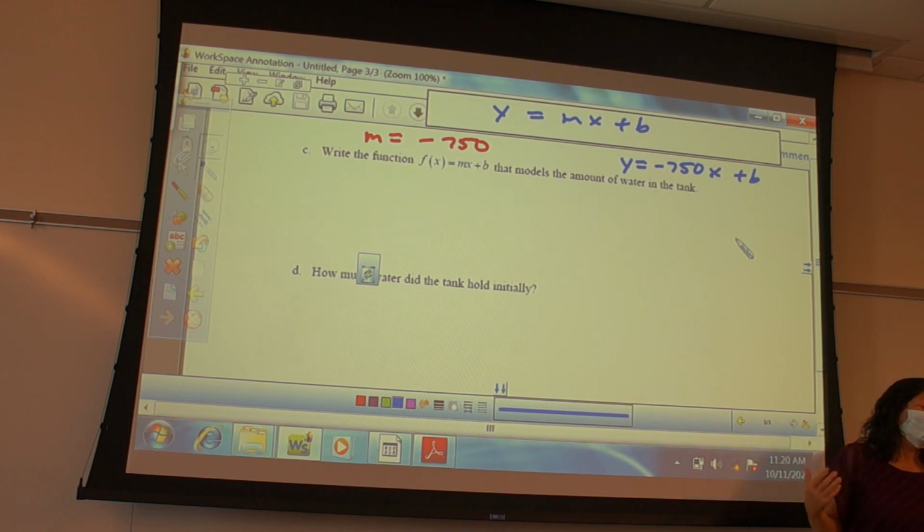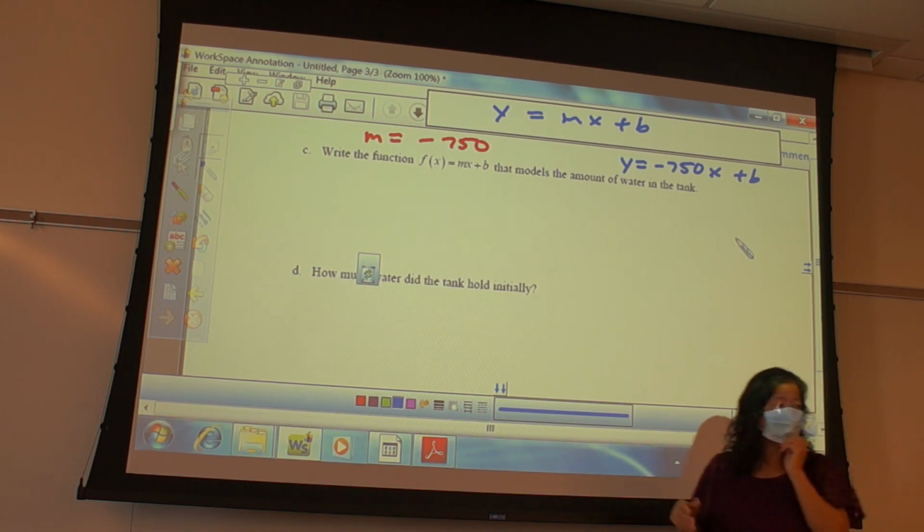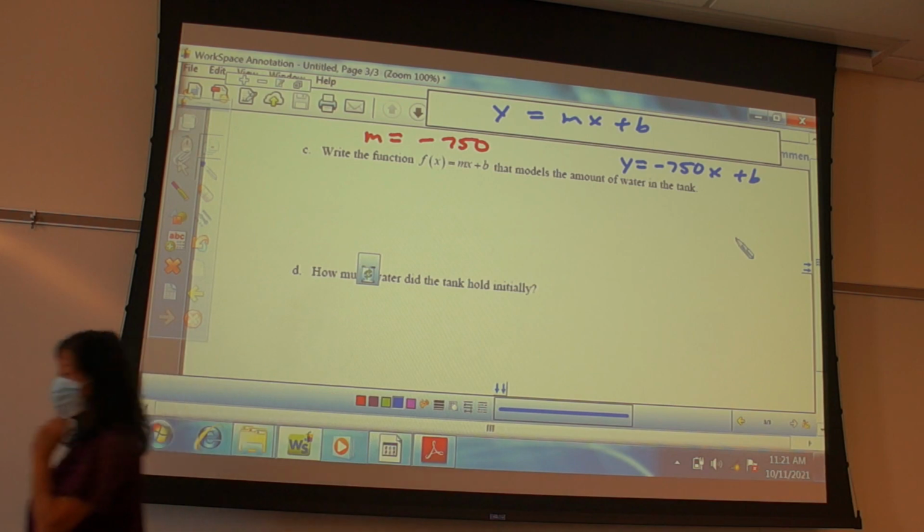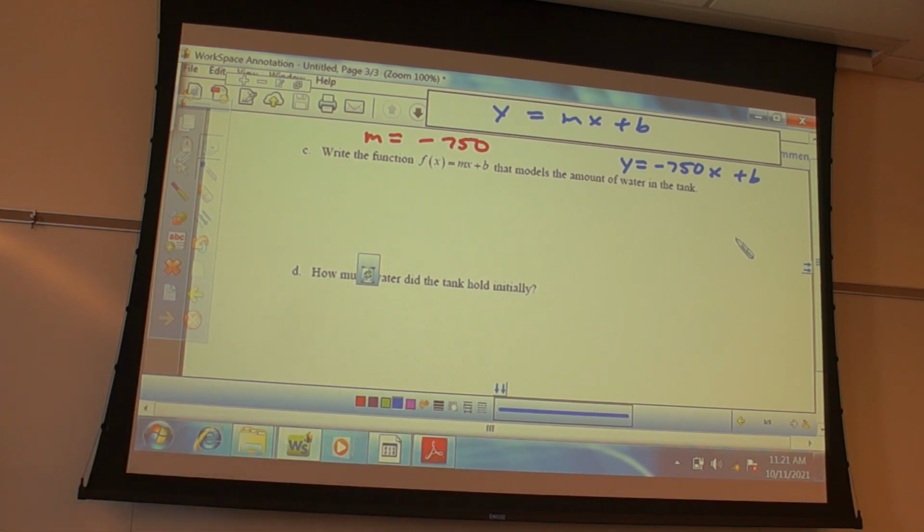I kind of like the 2 and the 4,500 because they're easier numbers to work with. 2 is closer to 0, and 4,500 is pretty round. Are you guys okay with using that one? We can use either, and we'll get the same answer for b either way. So let's use 2 comma 4,500.